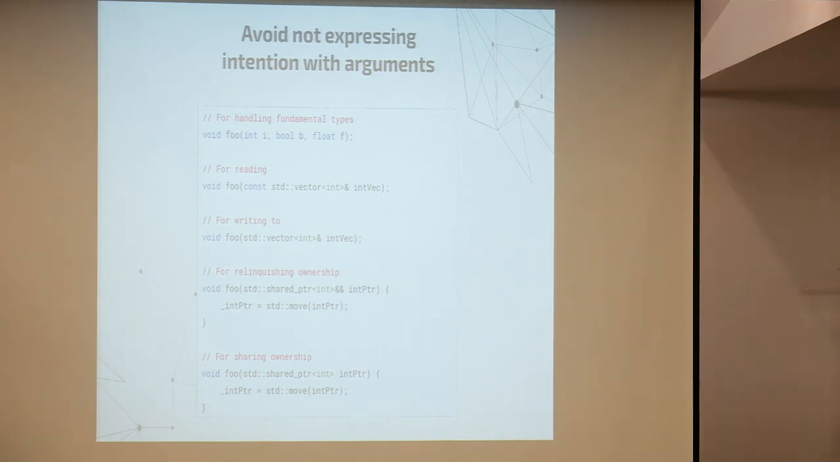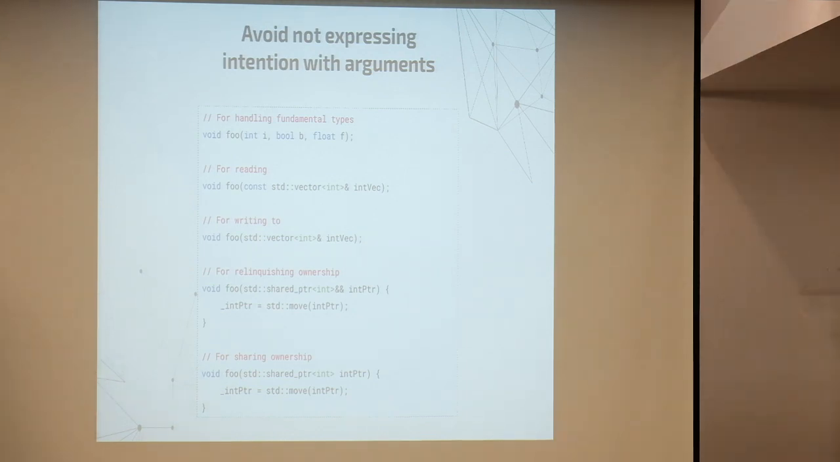So. Next one. When talking about the final keyword, I was talking about expressing your intention when coding. And you should do that when you declare, then define, but most important when you declare your methods. So for basic types, unless you have a really good reason to use references, just pass them by copy. Now, if you want to read or write, for reading, just pass a const reference, if it is not a basic type. For writing, just pass a reference.